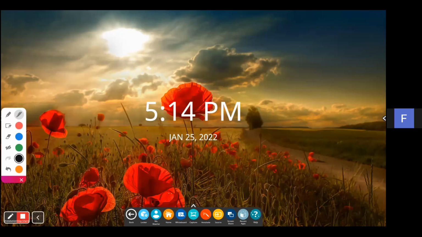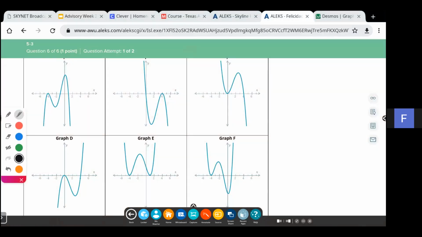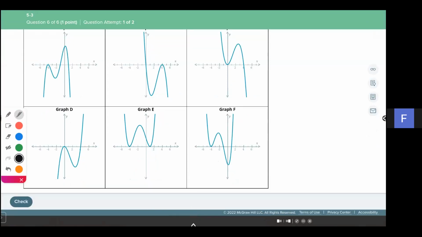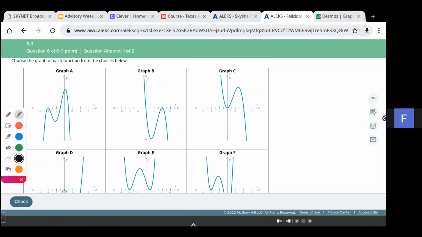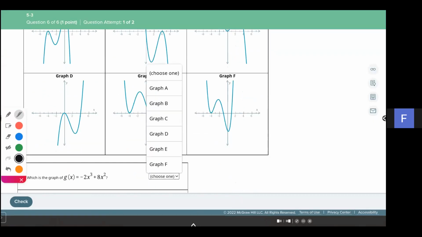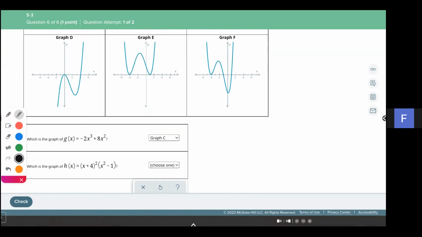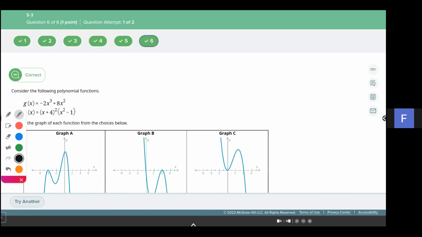So based on what I have here, for that first one where I said it touches at 0, goes back up, and everything stays up, I would go with graph C. So I would choose graph C. And then for that second one, it touches at -4, goes back up, goes down, which looks like graph F. Let's choose graph F and hit check. And that is correct.